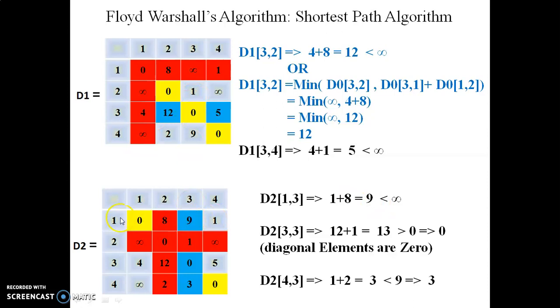Now if you see here 1, 3, the previous index value is infinity. So the 9 is obviously less than infinity. And what we write over here is this 9, because 9 is less than infinity. And we have to always consider the minimum value that we get.